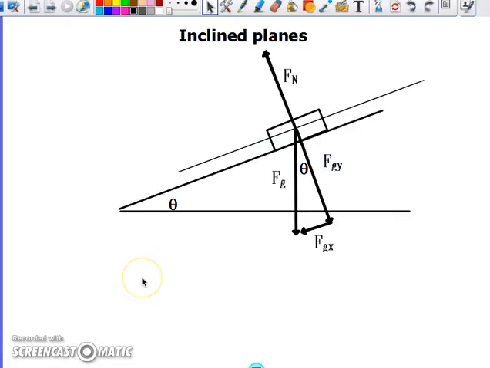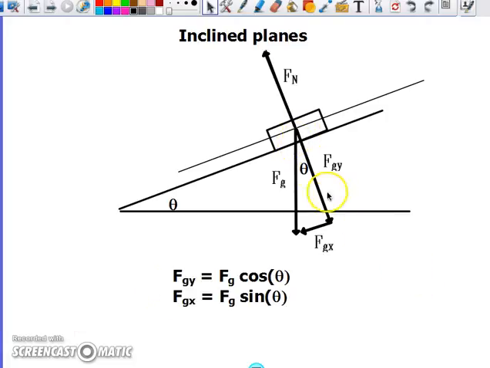Now, no matter what's going on in this kind of scenario with inclined planes, these two components of the weight will always be present. It doesn't matter whether the box is at rest because of friction, whether it's sliding down the incline, whether it's sliding up the incline, whether it's being pulled down the incline or pulled up the incline. These forces will always be here and will always be directed down the incline for the x component, perpendicular to the incline for the y component. They will always be there. You need to remember that.